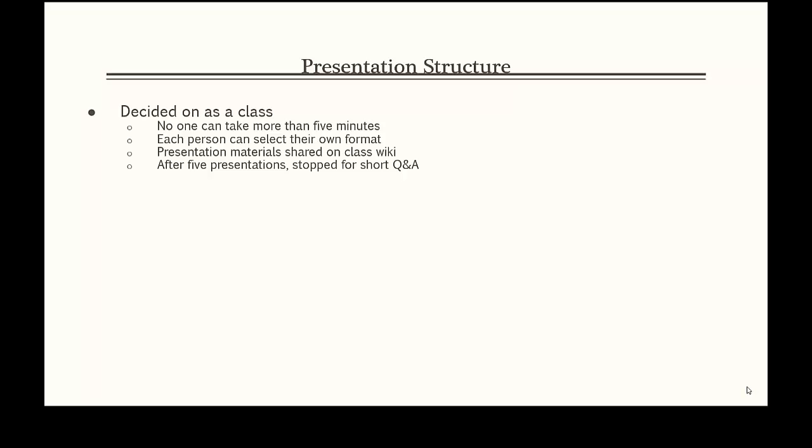Presentation materials had to be shared on the class wiki so that everybody could have access to everybody's resources. And then the way that we structured this was after about 5 presentations, we would stop and have about a 10-minute Q&A session. So we held questions for 5 people, then stopped, had a short Q&A, did 5 more, stopped, had a short Q&A, etc. And that worked really well, and it kept things moving, but it also gave time for a nice break to talk about what we've seen, as opposed to asking questions after each person or asking questions all at the end, that sort of thing.